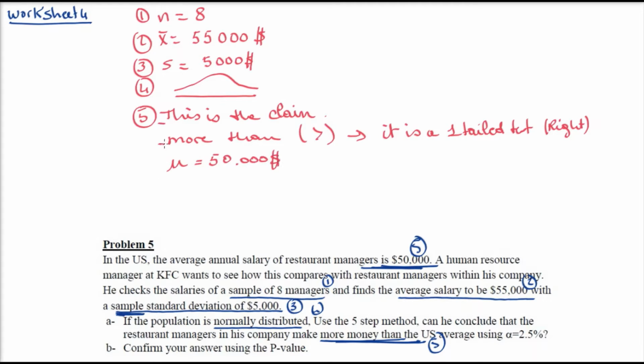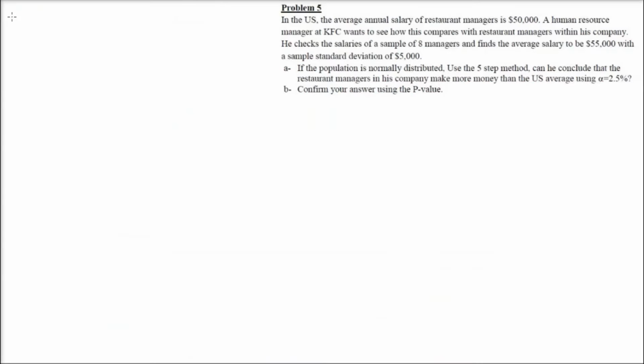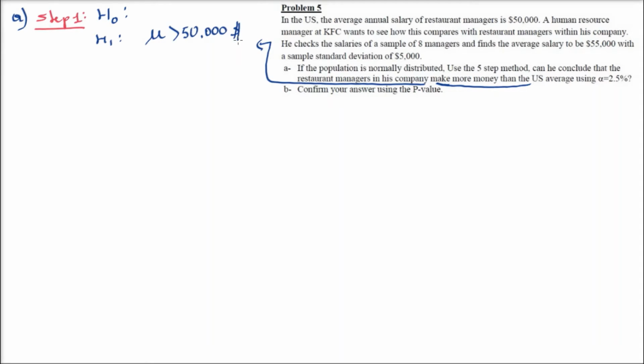Question A. We are going to follow the 5 steps procedure to reject our claim or not. In step 1, we state our hypothesis. As explained before, the claim always goes in the alternative hypothesis, so H1 would be stated as follows. Mu is higher than $50,000 and its inverse in H0. Mu is less or equal than $50,000.